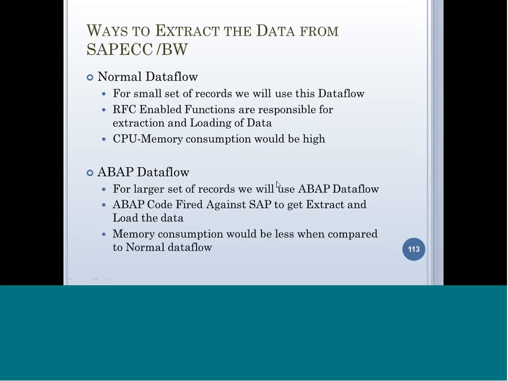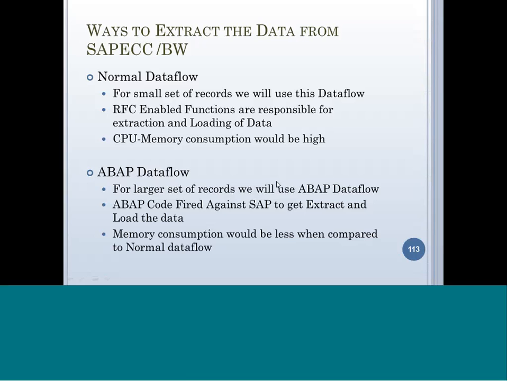Whenever I say normal data flow, what is it actually going to do? For a small set of records coming from the source system, we can take the normal data flow. When RFC enabled functions are responsible for extraction and loading of your data, CPU memory consumption would be very high. So these are the three points for when you are going to use a normal data flow.